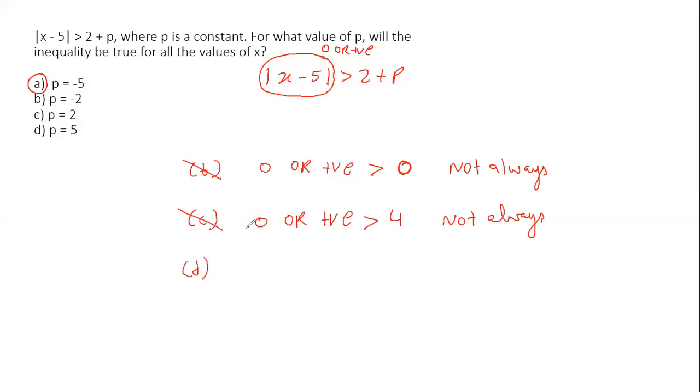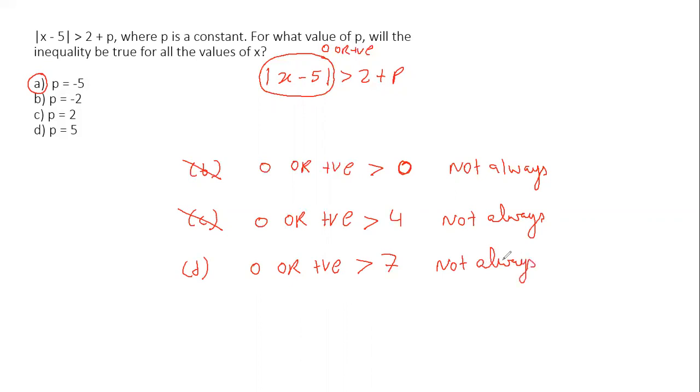So similarly, C goes. Now if I go for D, I know that the left hand side will always be 0 or positive. If I replace p with 5, the right hand side will become 7. And when I look at this inequality, is the left hand side greater than 7? Might be, might not be. So again, not always.